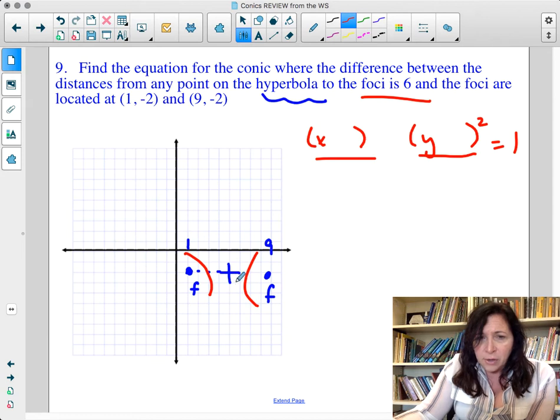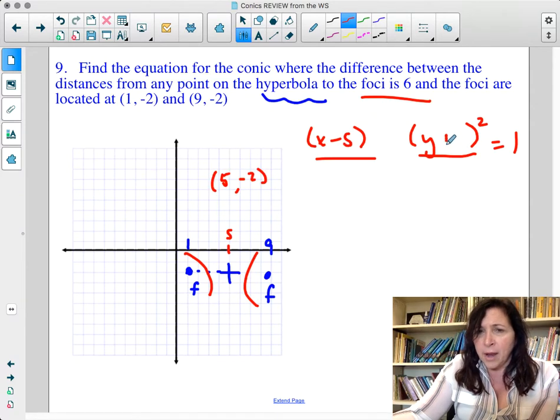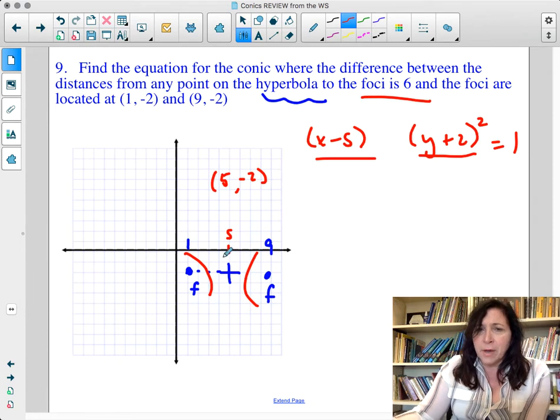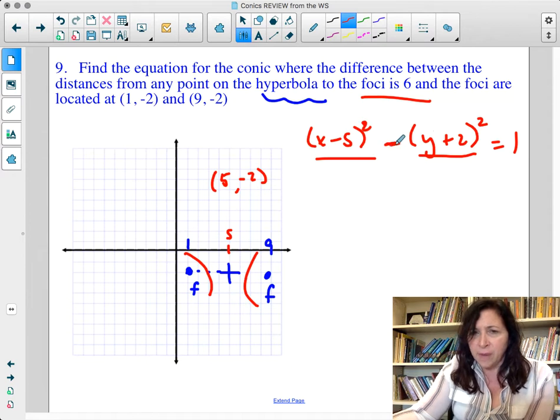We also know that this distance here is going to be, so what did I do? I went over 4, so that must be 5. 4 plus 1 is 5. So that means that's going to be 5. The center is at (5, -2). So that's going to be x minus 5, and that'll be y plus 2. Okay, because it's on my x-axis, the x quantity squared is positive. That means my y is negative.